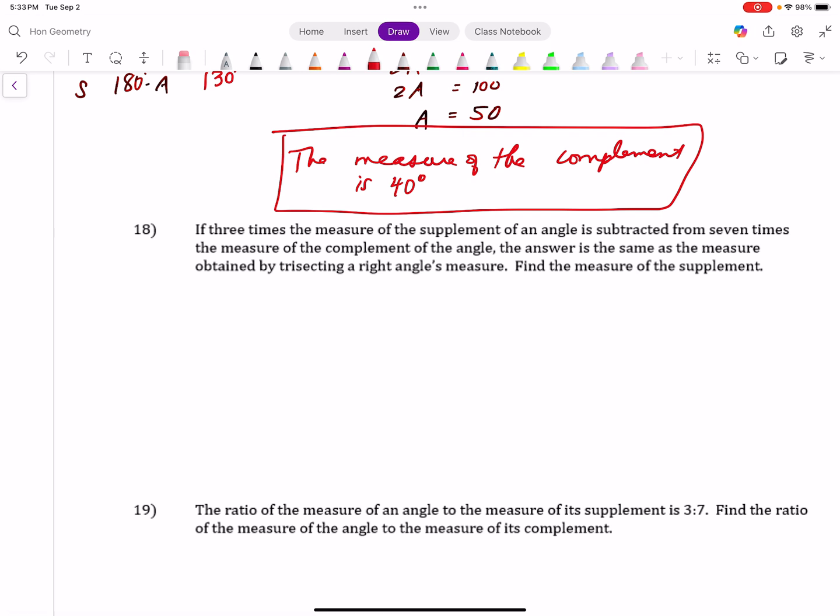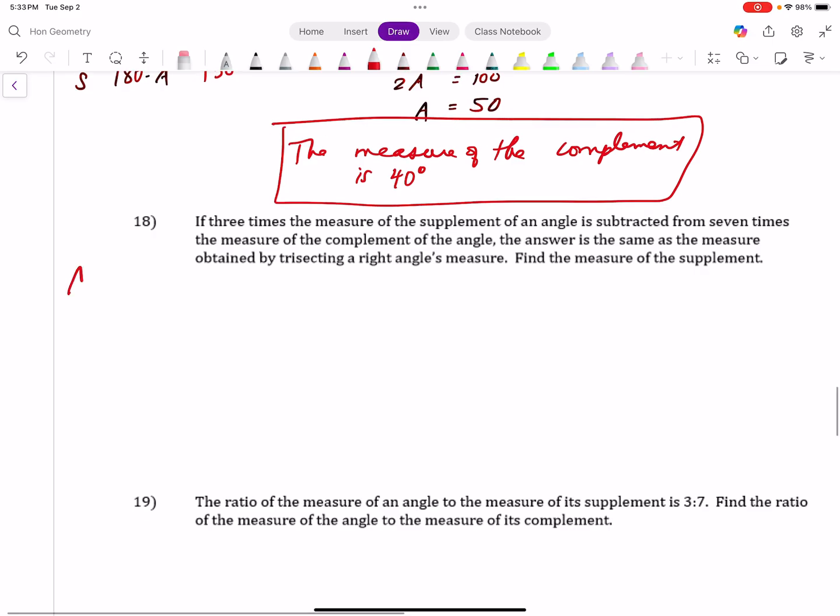So if 3 times the measure of the supplement of an angle is subtracted from 7 times the measure of the complement of the angle, the answer is the same as the measure obtained by trisecting a right angle's measure. Find the measure of the supplement. Okay, so let's say A is the angle. Let's do complement's 90 minus A. Supplement's going to be 180 minus A.